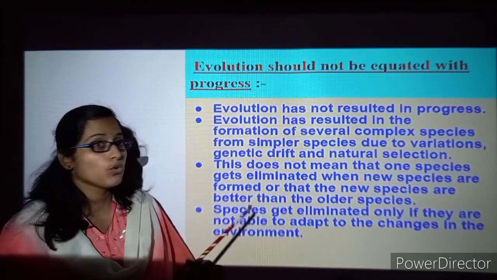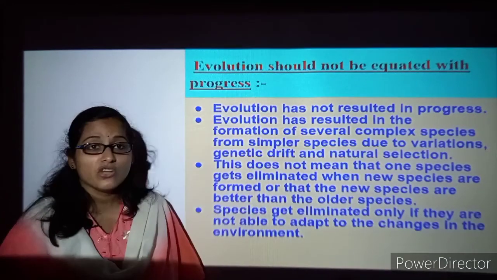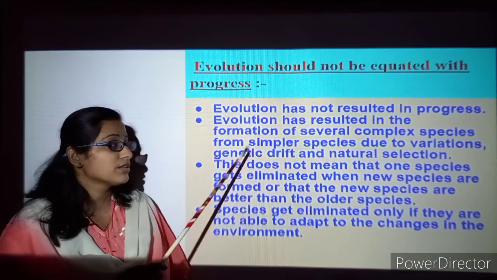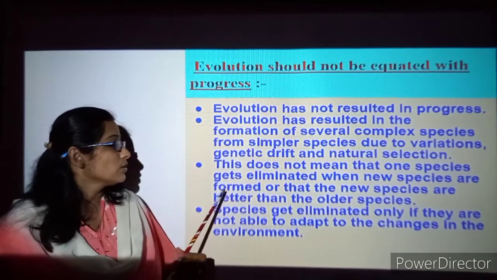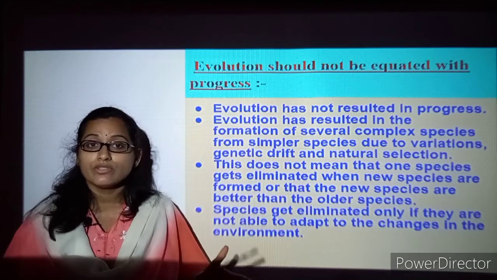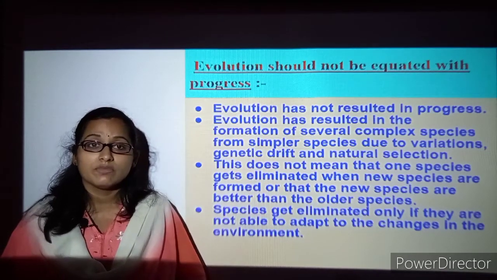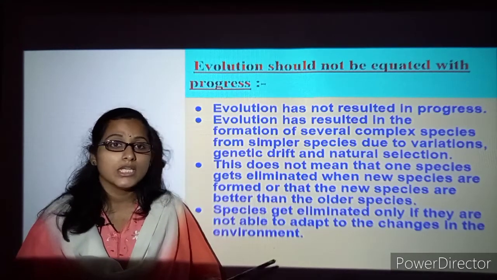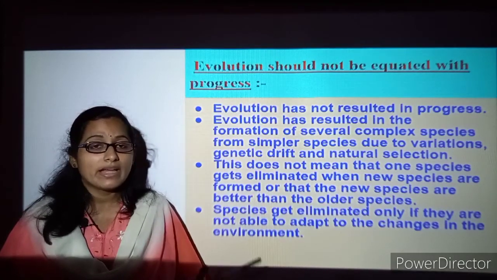So there is no progress in that, but you can see that complex species have developed from simple species due to variations, genetic drift and natural selection, as we have seen in the previous video. This does not mean that one species gets eliminated when new species are formed. Species get eliminated only when they are not able to adjust to the environment they live in. Then only that particular species becomes extinct.